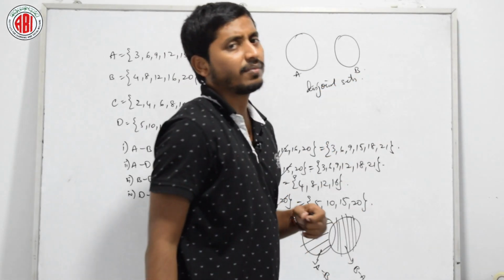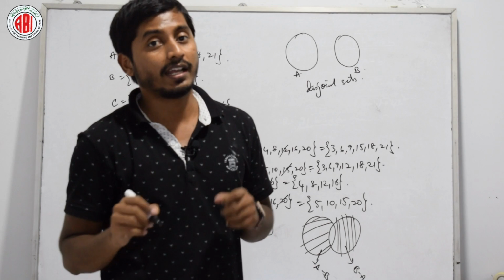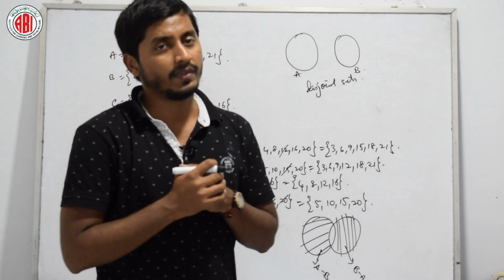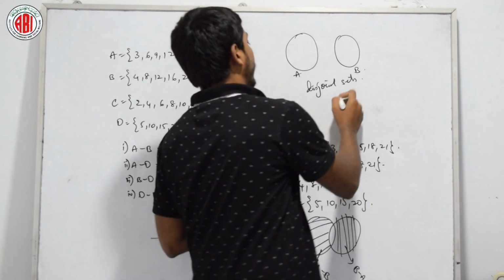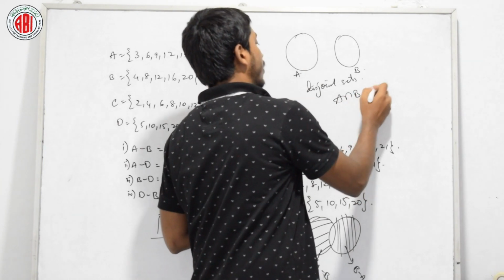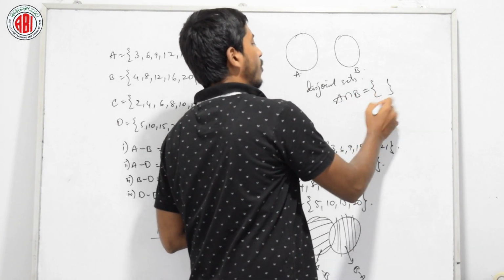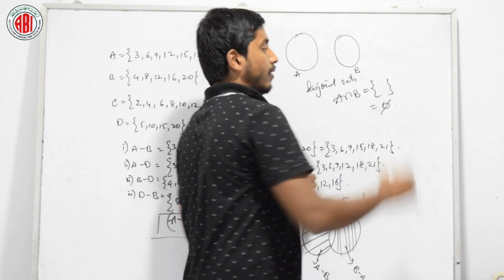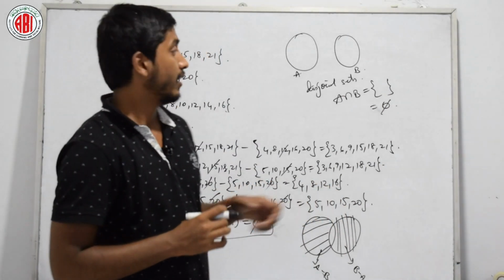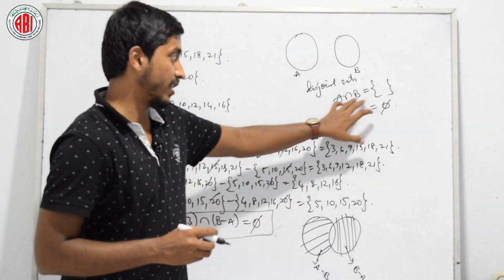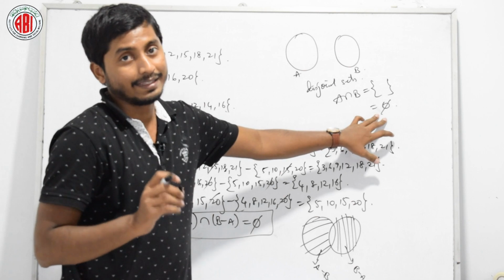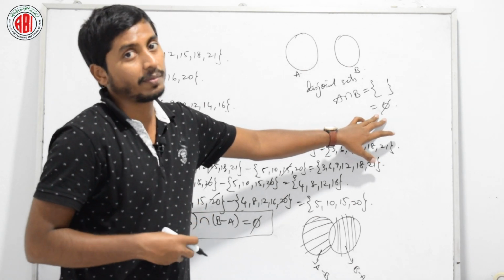What do you mean by the term disjoint? Disjoint means they are not at all joined, right? Then what is the common term between these two sets? That is always 0. There are no common terms, right? The intersection of two disjoint sets is always a null set. Hope you can remember this, right?